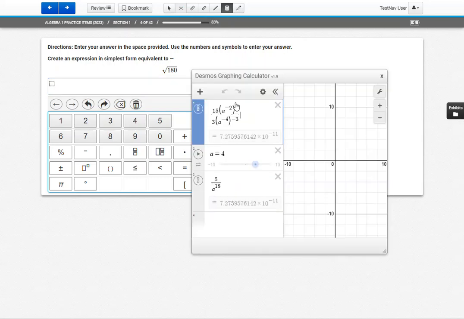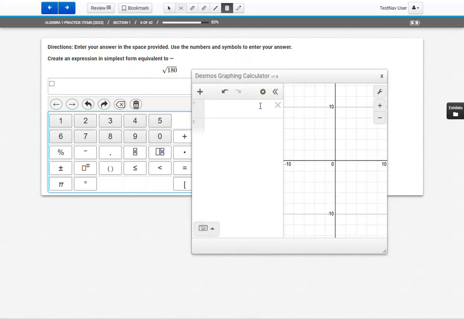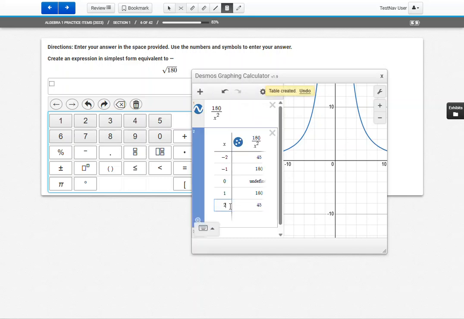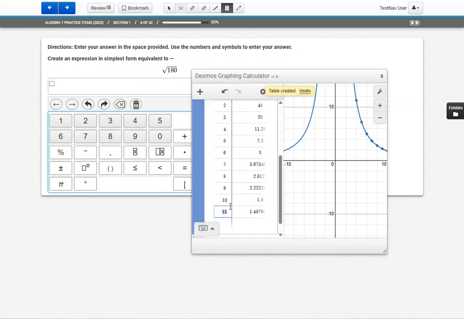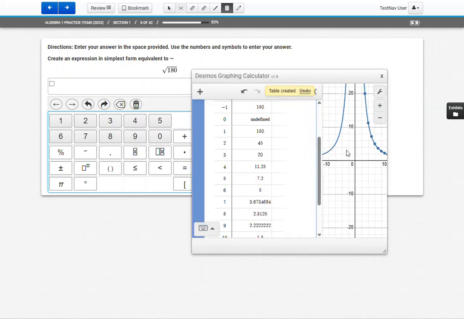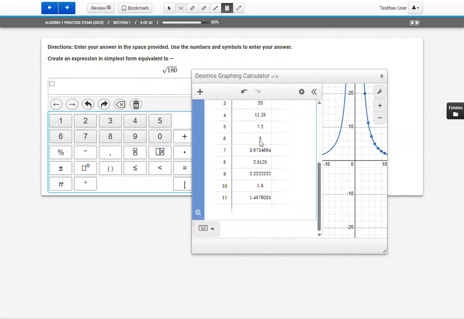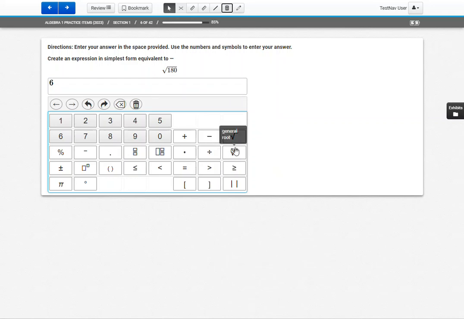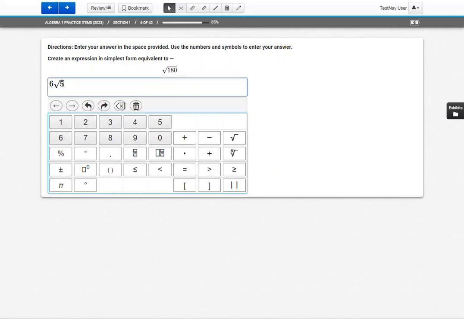All right, next one. Hope we know how to do this in Desmos. So we're just simplifying this. I'm going to put 180. You guys are great at this. 180 divided by x squared. Because it's a square root, I'm going to put x squared. Turn it into a table. Enter, enter, enter. So that looks like it simplifies down to 6 square root of 5. So it's going to be 6. Let me take that off. 6 square root of 5. Okay.